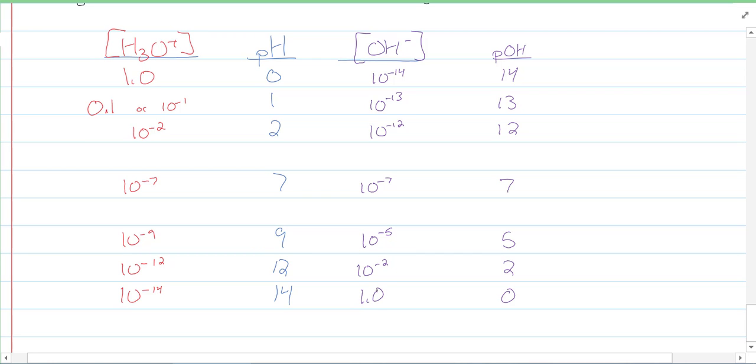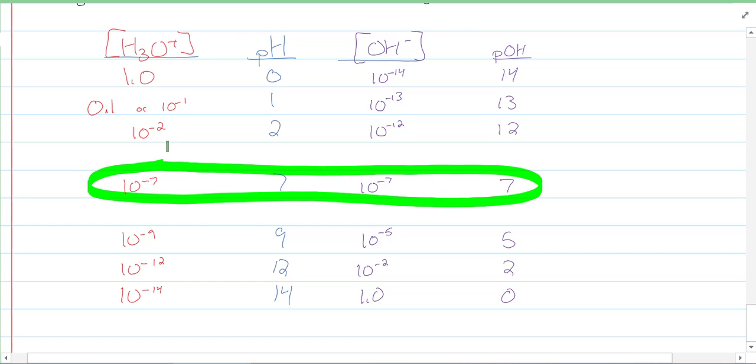So that's our pH scale. Right here, we are going to be considered neutral at that moment. This way is acidic, and this way is basic. And that's how we look at that. That's the pH scale.